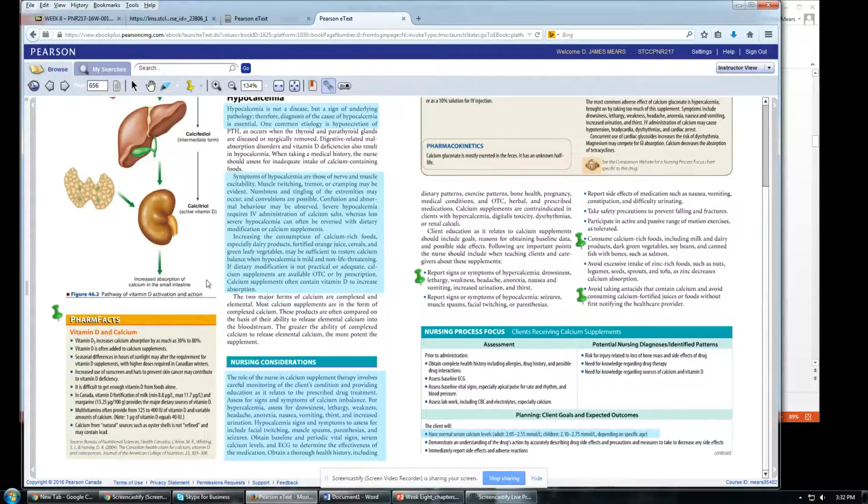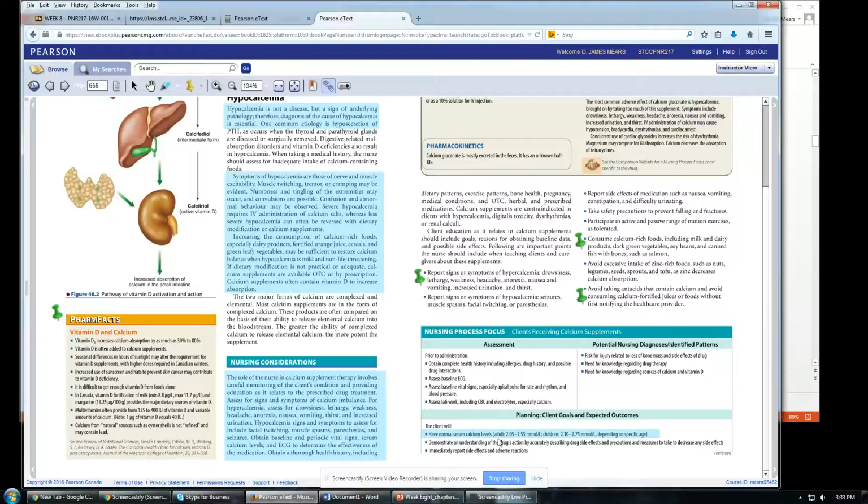Fortified orange juice is a great source of calcium. Also, we have milk. What else? Let me see. Calcium supplements often contain vitamin D. That's to help the calcium to be absorbed. So watch out for signs of hypocalcemia. Assess for any twitching, spasms, paresthesia. Maybe you want to look at what that word means. That would be an interesting word to look up and understand. Maybe you already know. Wonderful.